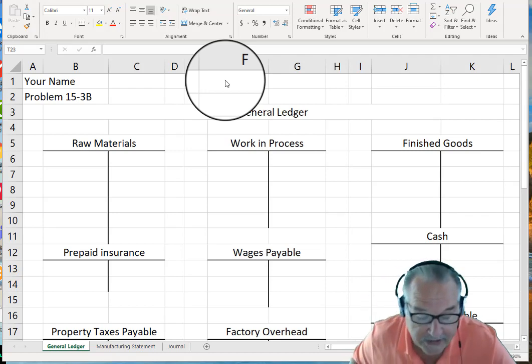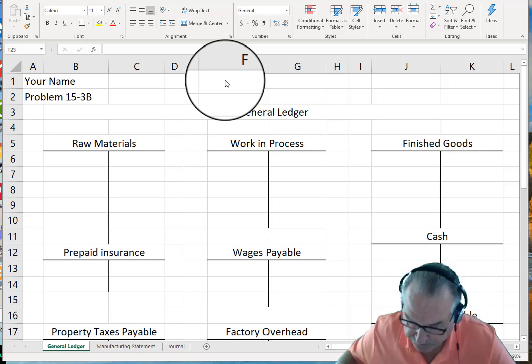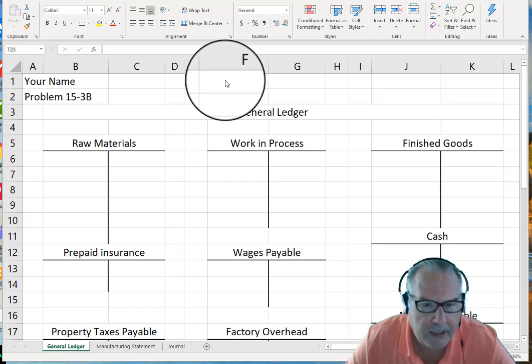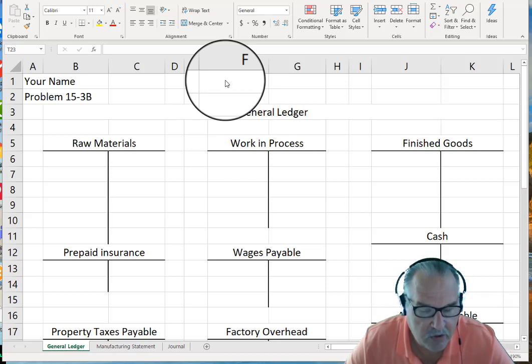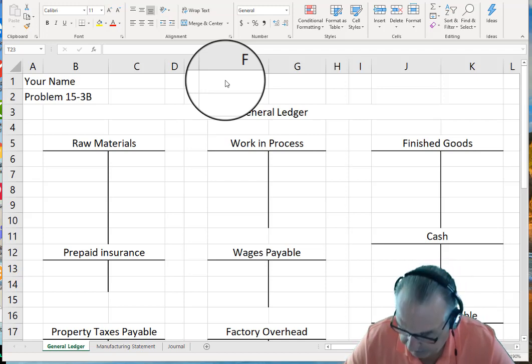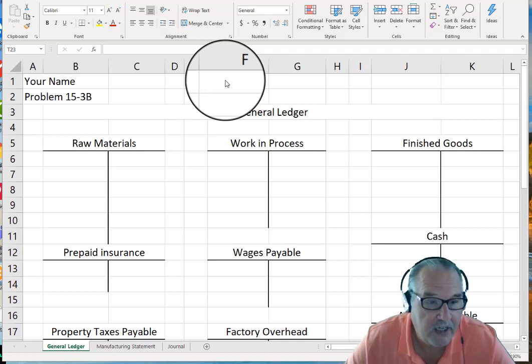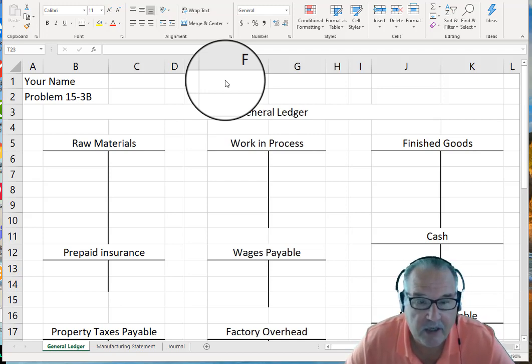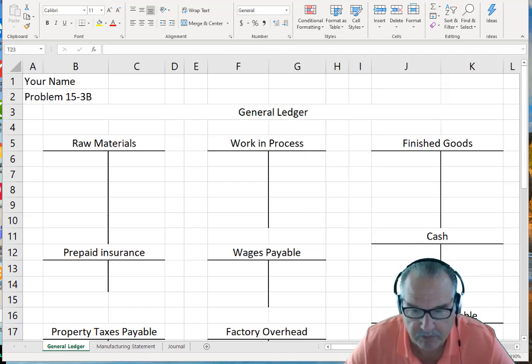So this problem is on page 604 and 605, and it's the Star Manufacturing Company. And I'm going to just make one journal entry, just so you know that these have to be recorded in the journal. But for most of the transactions, I'm going to just put them into T accounts and assume that you'll know how to make journal entries from the transaction.